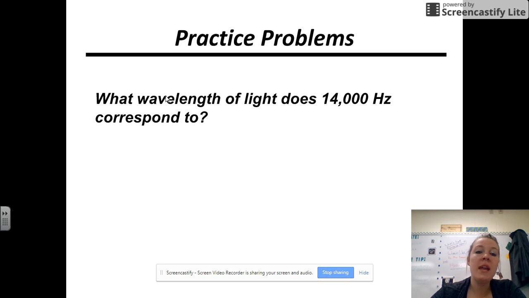All right, and then what wavelength of light does 14,000 hertz correspond to? Well, again, we're using wavelength, so we're going to be using the first formula, right?